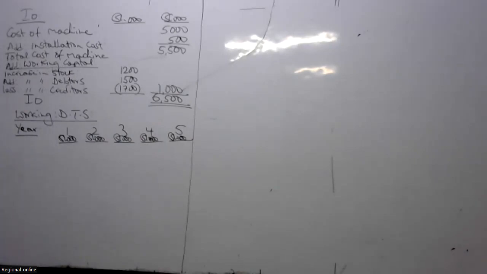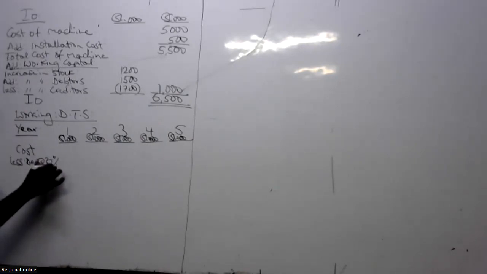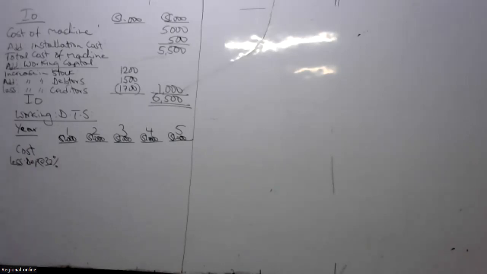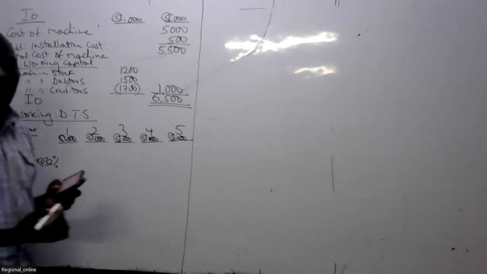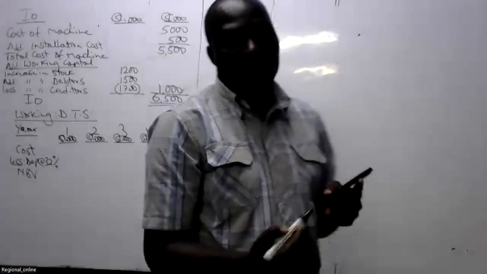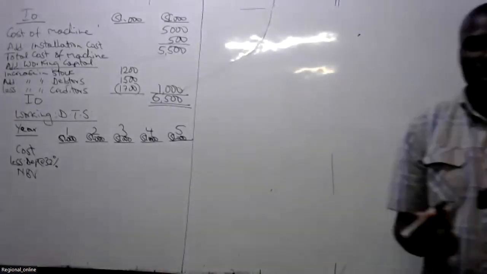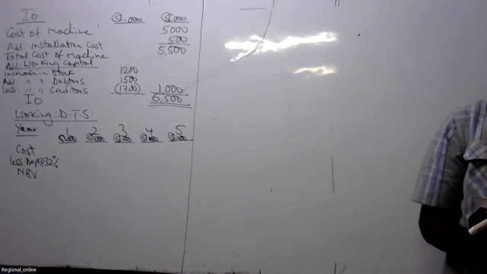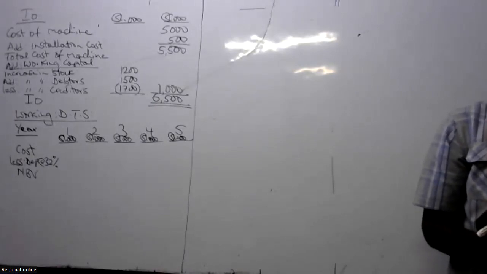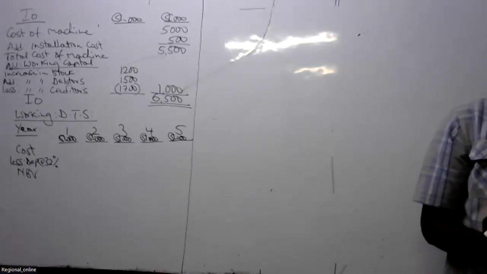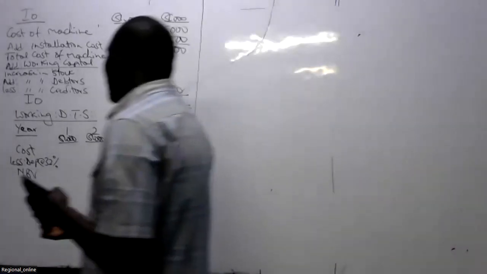Reducing balance. So we have the cost, which will be reduced by the depreciation. What is the depreciation rate? 32%. Then we have the net book value. Remember, with reducing balance, we depreciate the net book value. You know the depreciation on reducing balance. Anyway, that's why we are here.